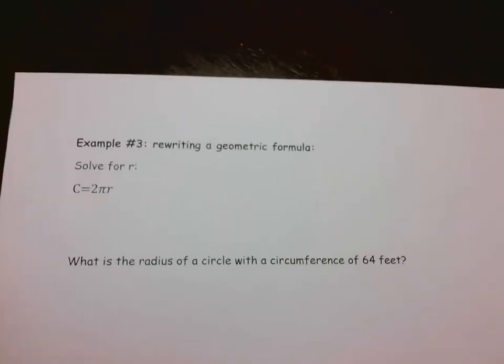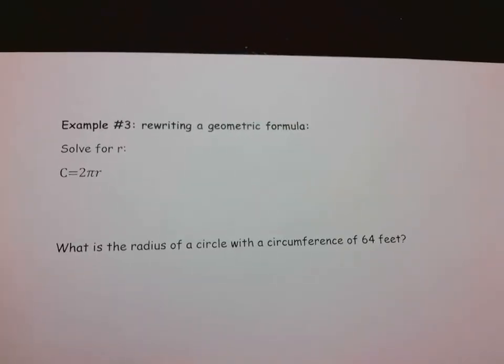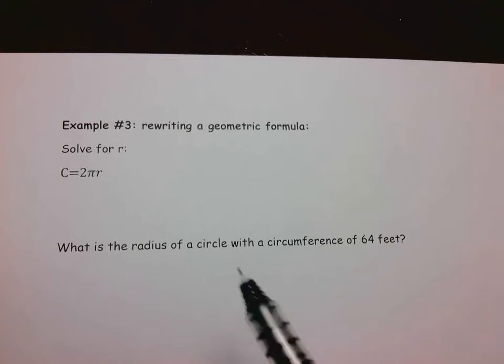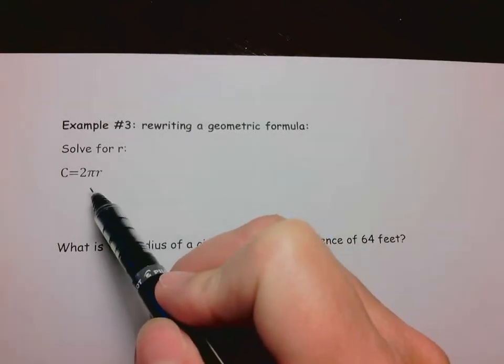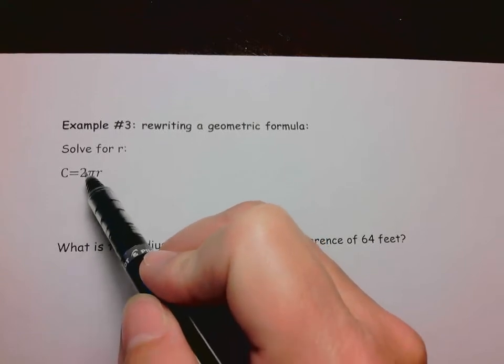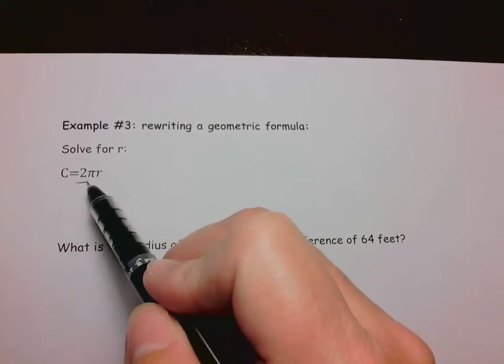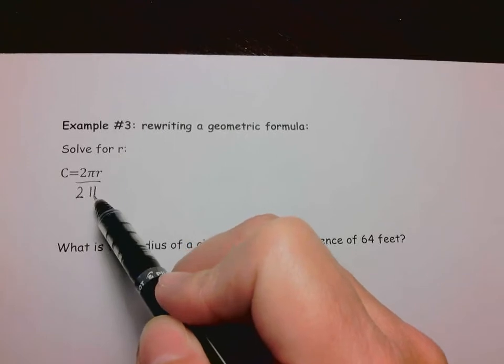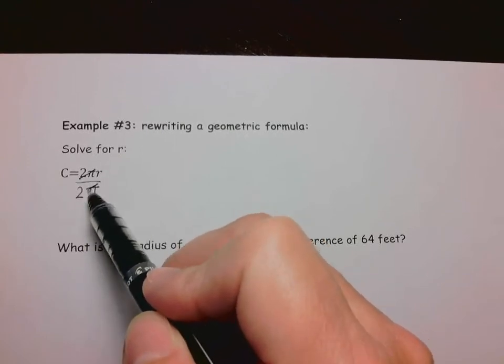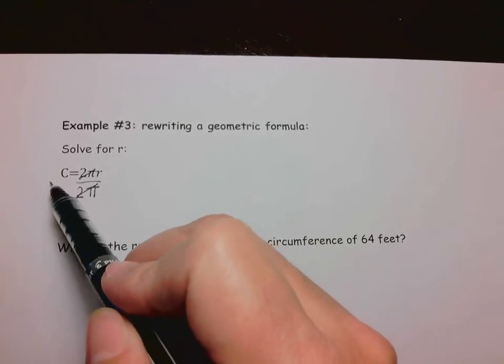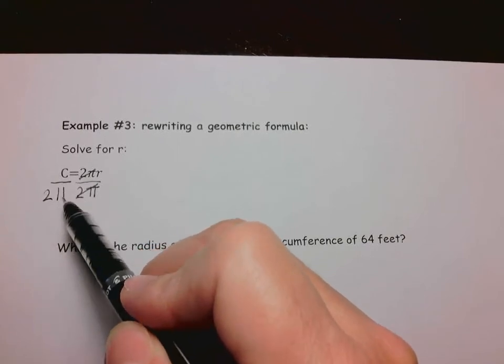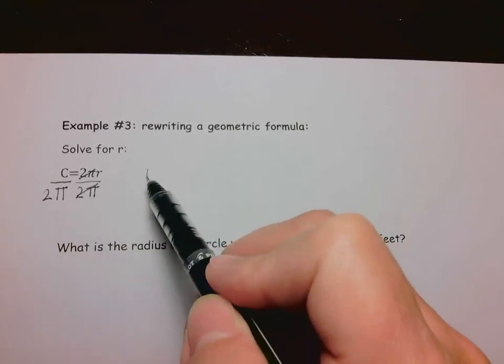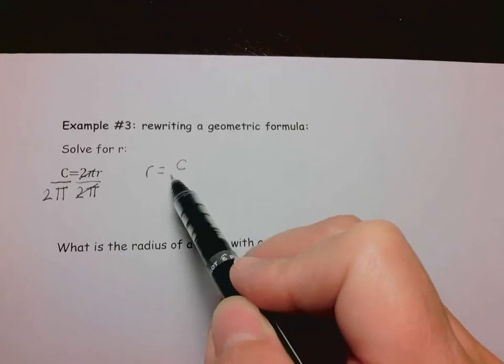Okay, now we're going to rewrite a geometric formula, solve for r. Remember, a formula tells us a relationship among quantities. So let's think of it this way. I want to solve for r, so I need to get the 2 pi away from r. The 2 and the pi are connected to the r through multiplication, so I want to undo that operation through division. So anything over itself is 1, but what I do to one side, I need to do to the other. So I'm going to say that the radius equals the circumference over 2 pi.